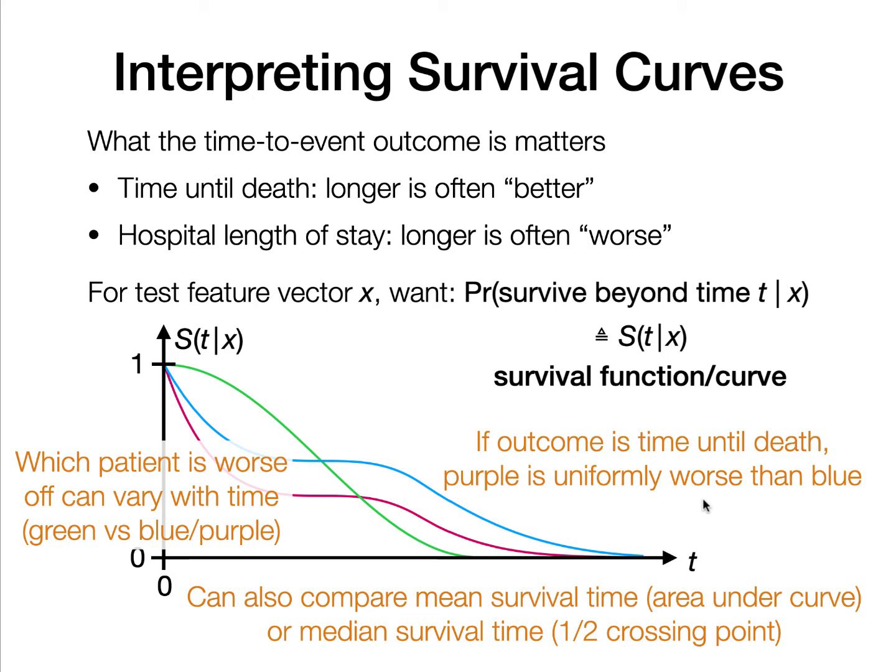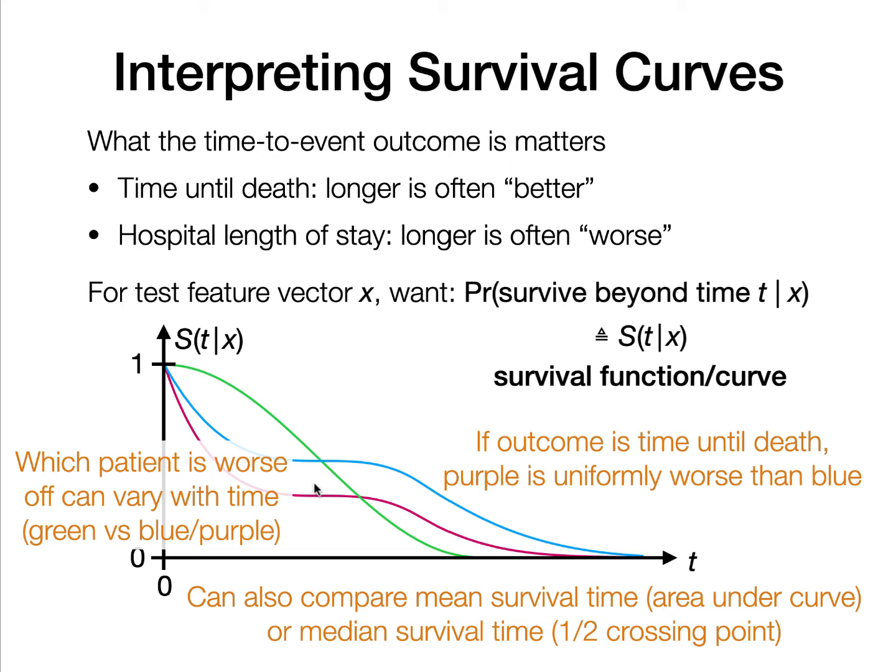And of course, instead of comparing the different curves, you can compare the mean survival times, so the areas under the 3 different curves here, or you can compare the median survival times. So you look at the times at which each of these curves crosses 1/2, and you compare them to see which curve has smaller median survival time versus larger median survival time.